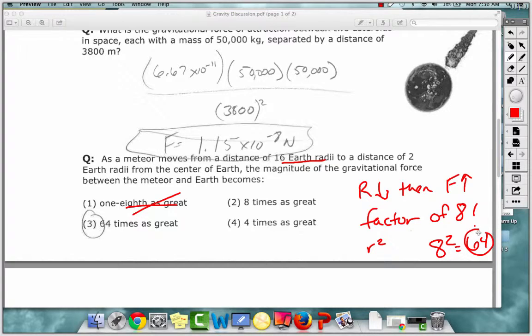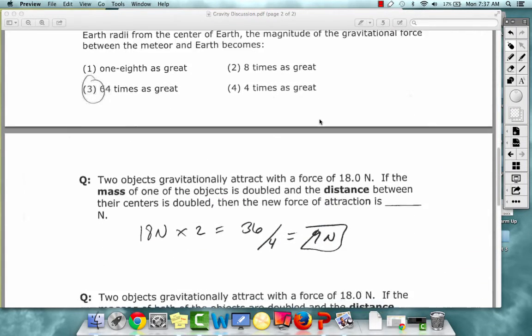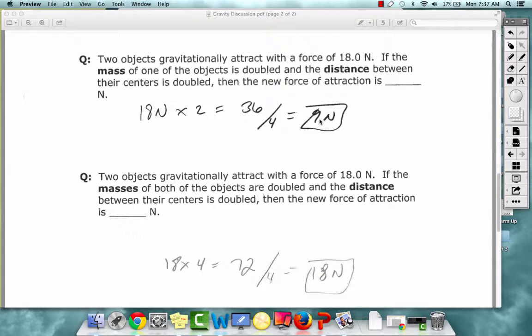The force of gravitational attraction is going to be 64 times stronger or greater than when this object was 16 Earth radii away from the Earth. Pretty crazy, isn't it? How that squared really makes that big of a difference. But that is actually the answer. So that'd be number 3 in this option. If you're not getting that yet, don't worry. There's some more problems I have to practice this.